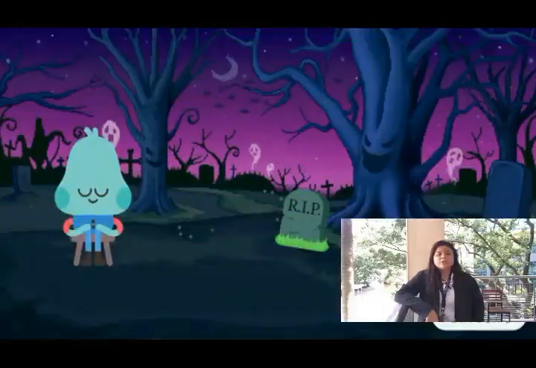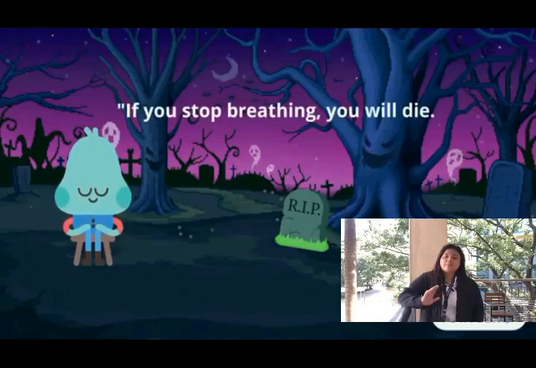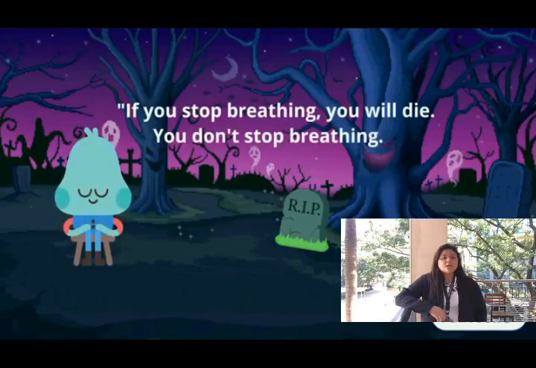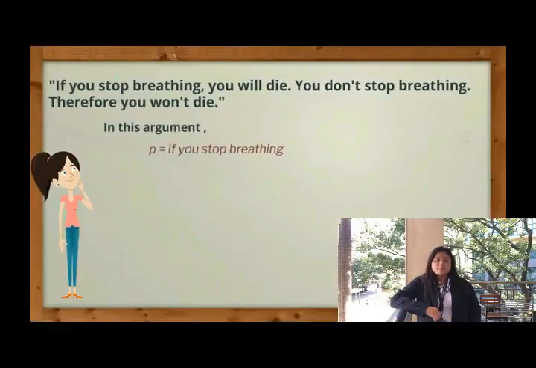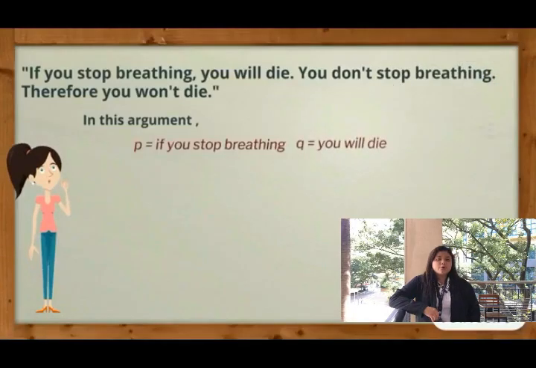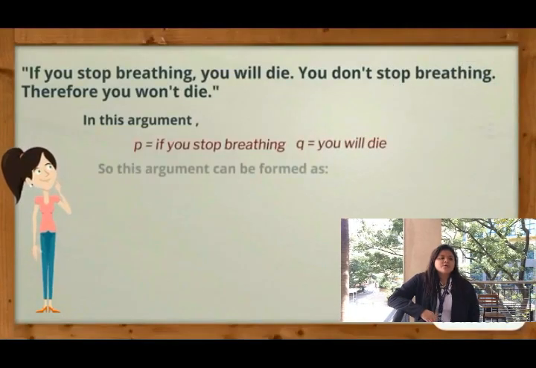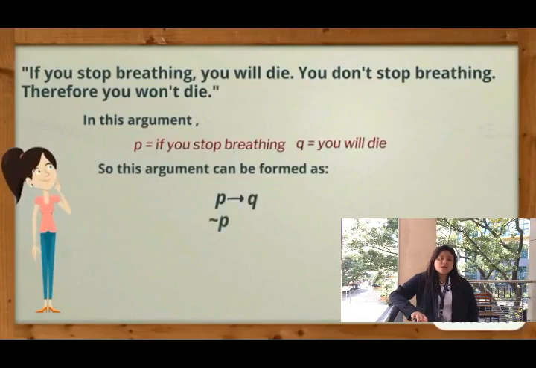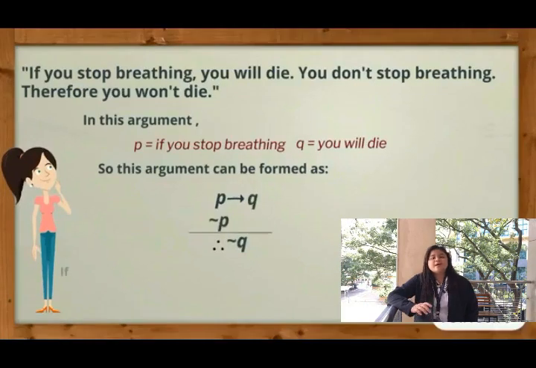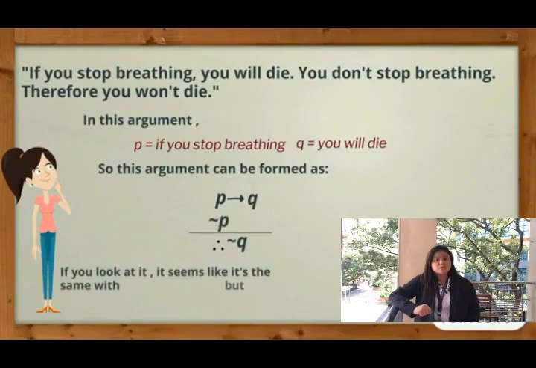Hi guys, I am Chen. I have another example about the fallacy of denying the hypothesis. So let's take this argument. If you stop breathing, you will die. If you don't stop breathing, therefore you will not die. So in this argument, P would be you stop breathing, and Q would be you will die. This argument can be formed as P implies Q and not P, therefore not Q. If you look at it, it seems like the same as modus tollens. Instead of denying the conclusion, it denied the hypothesis.